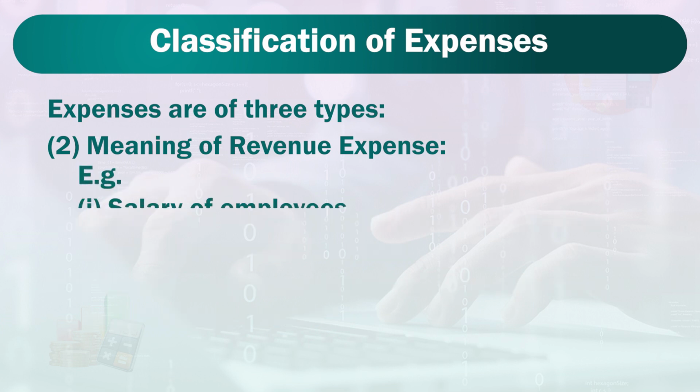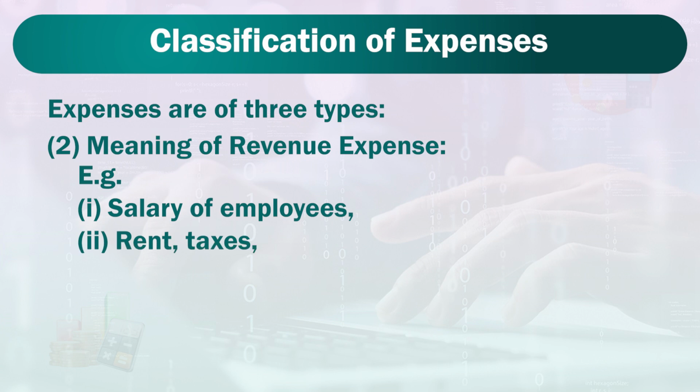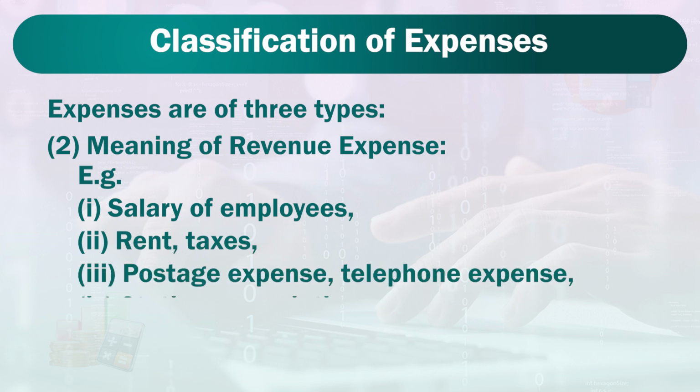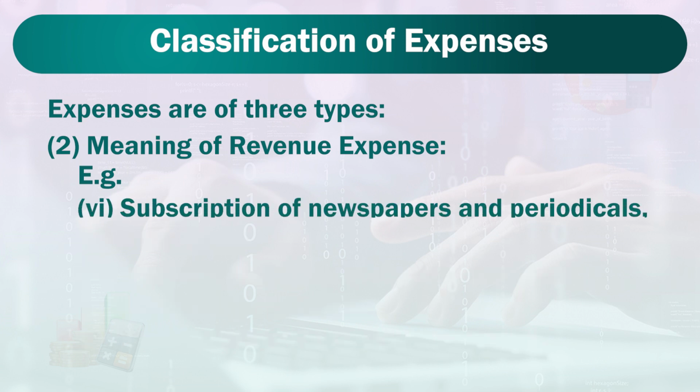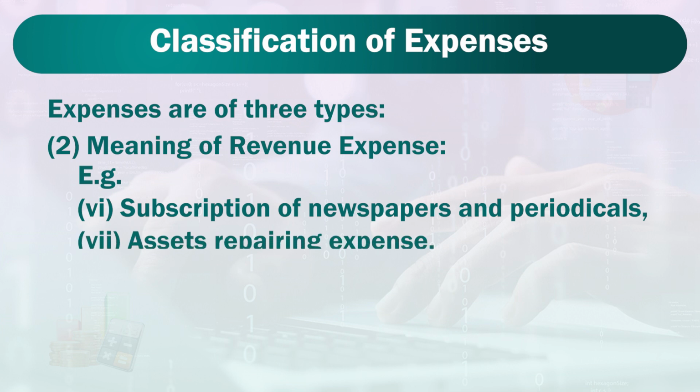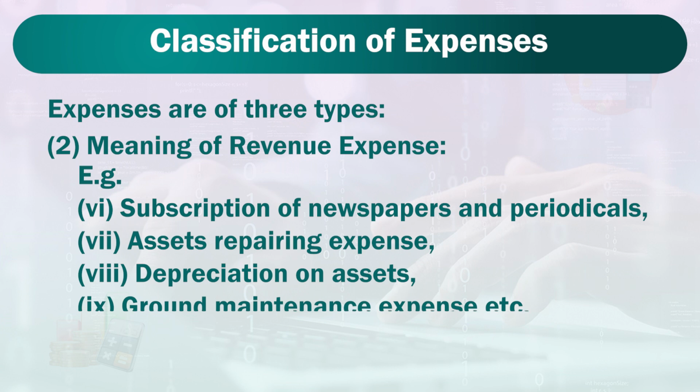3. These expenses are debited to income and expenditure account. Example, salary of employees, rent and taxes, postage expenses, telephone expenses, stationery printing, entertainment program expense, subscription of newspapers and periodicals, assets repairing expenses, depreciation on assets, ground maintenance expense.